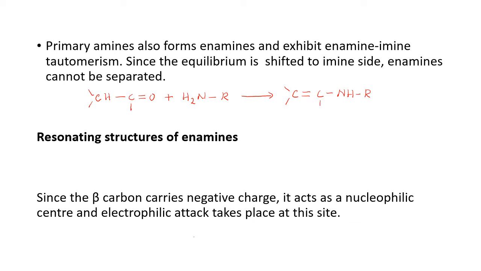So this is the structure of the enamine formed from a primary amine with carbonyl compound, and this enamine tautomerizes and we get CHC double bond NR, and that is an imine. Imine is an unsaturated amine.